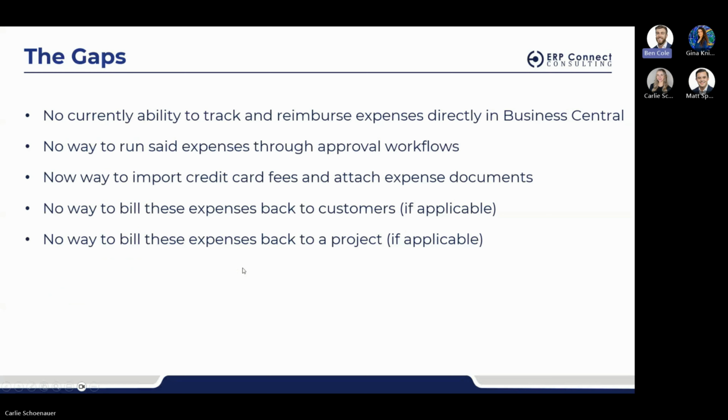So let's start with the gaps. One of the first gaps that we have in Business Central is there's not a great way to track personal card expenses that we need to reimburse or corporate expenses in Business Central, right? There's no way to then send these for workflow approval, get your manager to approve them, that those expenses are legitimate and they can be reimbursed or booked to the company credit card. We don't have a way really to import any of these credit card feeds, either from the corporate standpoint or your personal standpoint, and attach documents. And there's not a way to automatically bill these expenses back to customers or projects associated to customers. Of course, we have a solution, which is why we're here today.